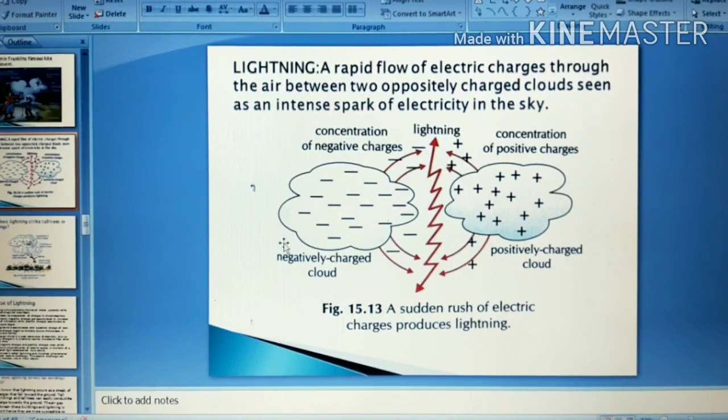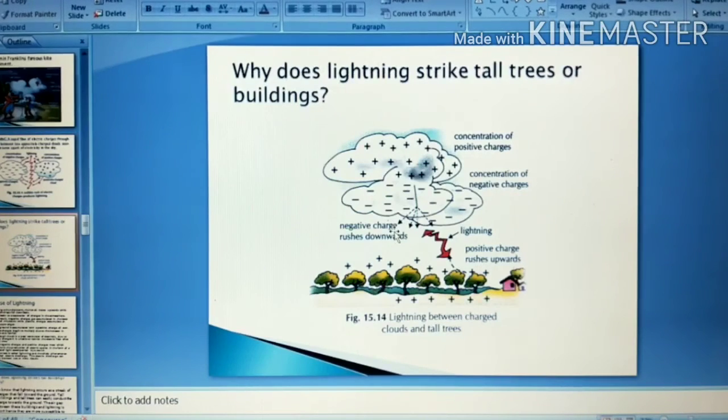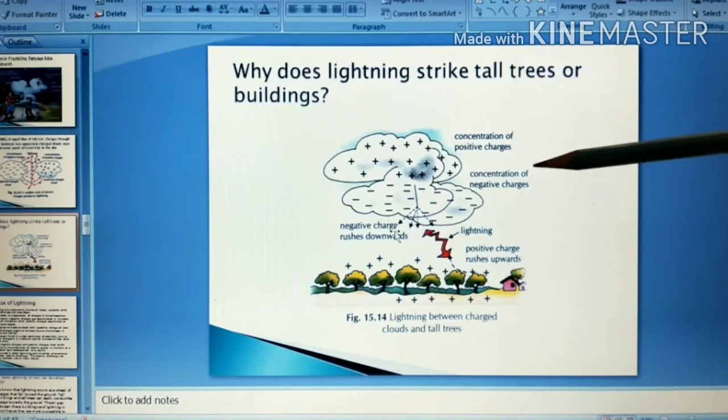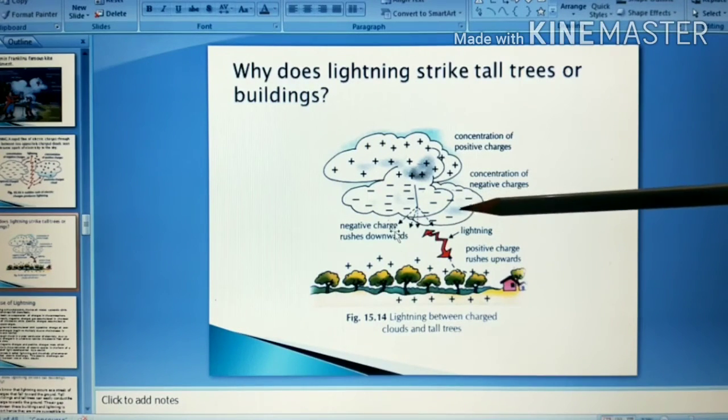Now coming to the next slide, why does lightning strike tall trees or tall buildings? When we talk about it, why is it advised that during lightning we should not stand under tall trees? As you can see in this diagram, a cloud has negative charges at the bottom.